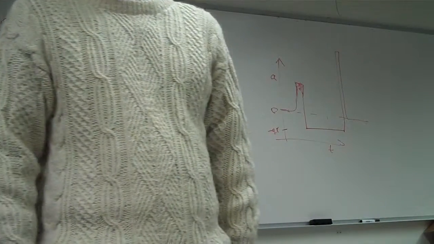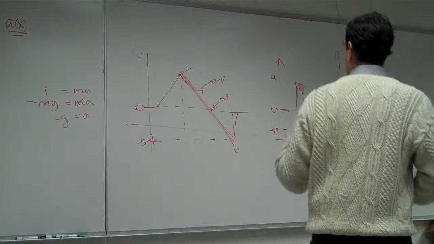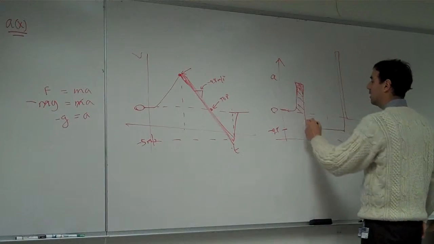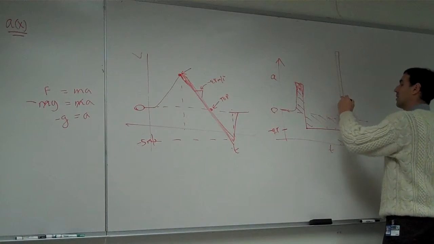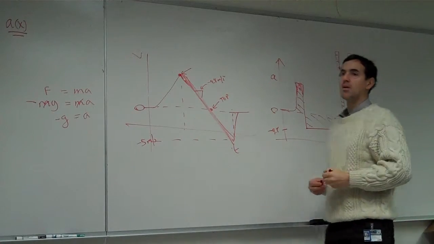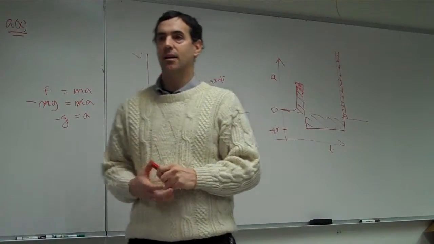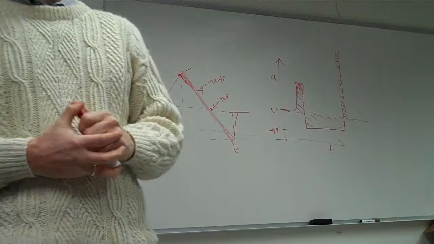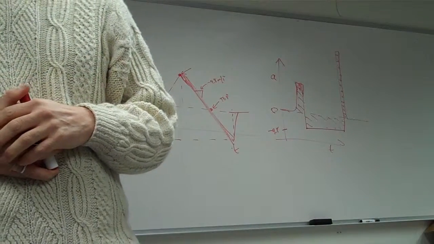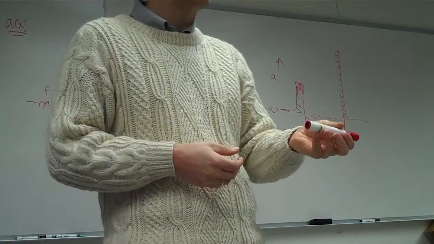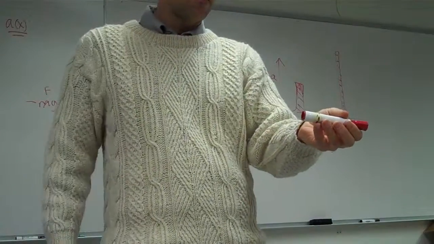The total area under that curve would be the integral of a dt. The integral of a dt would be the total change in velocity. The total change in velocity, let's see, that's from when I start, 0.